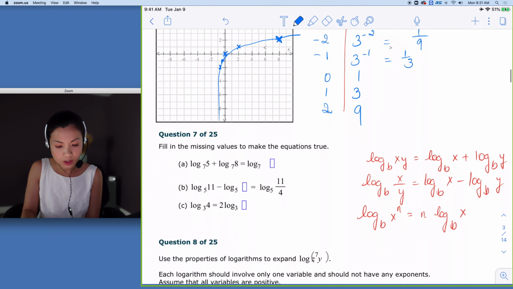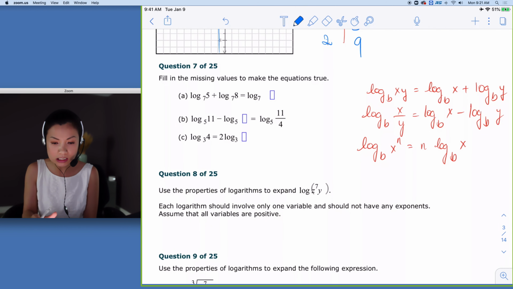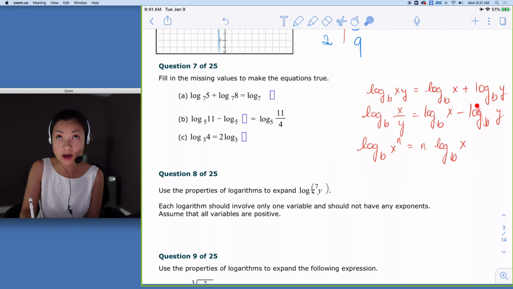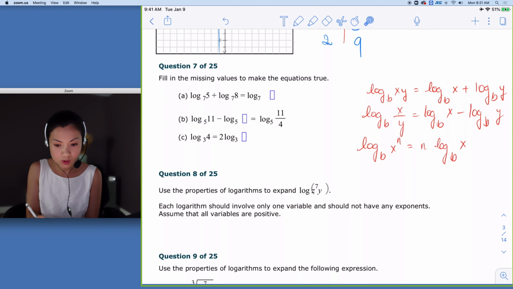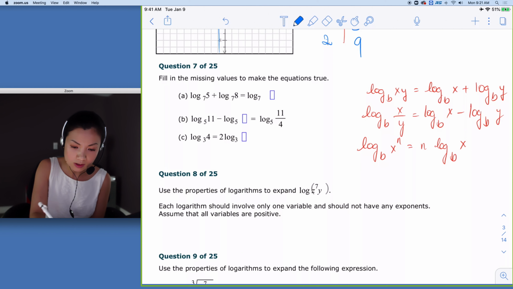Now, for the next problems, you see that we have to use the properties, and I have the properties right there for you. So make sure you memorize them. So the first one is addition. Therefore, what we have is going to be multiplication here. So we simply take 5 times 8, which is 40. So your answer is going to be 40 here.